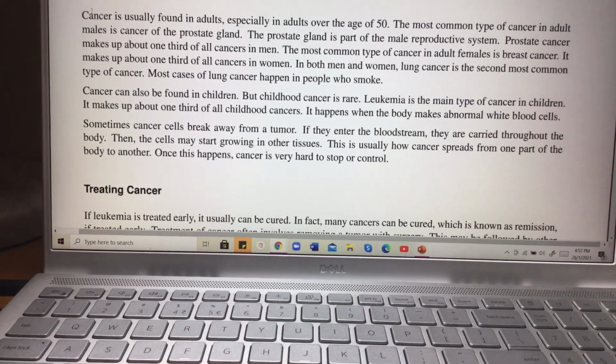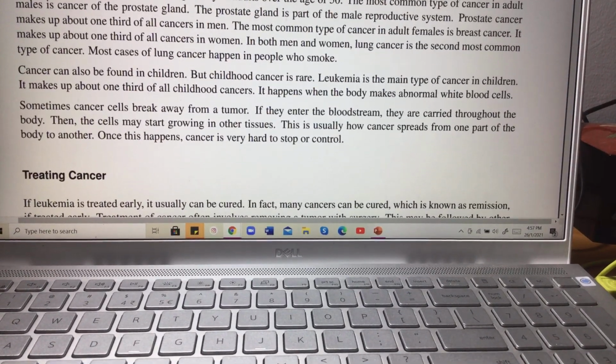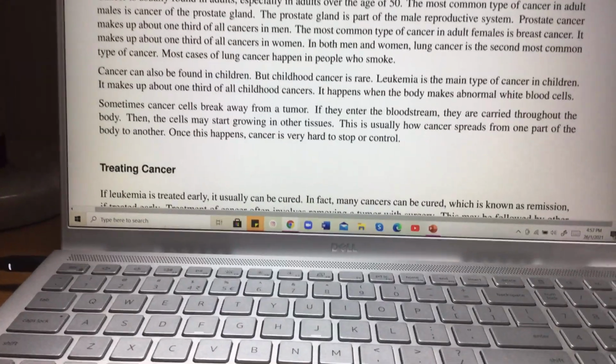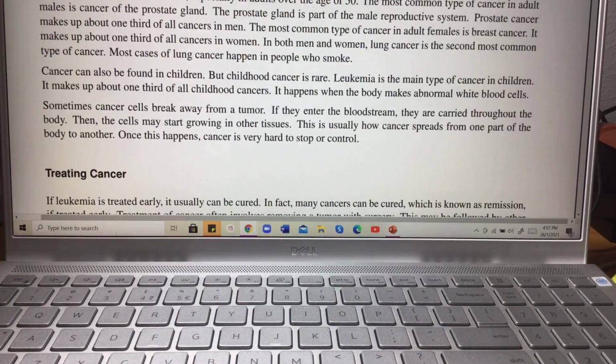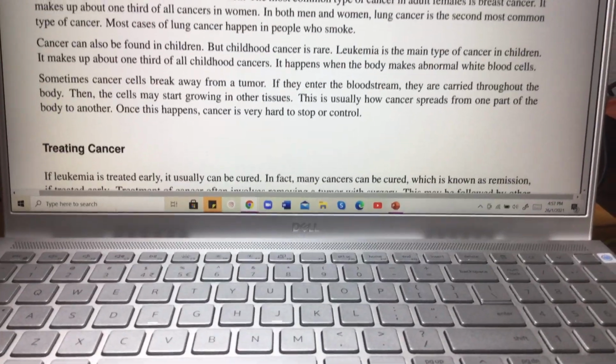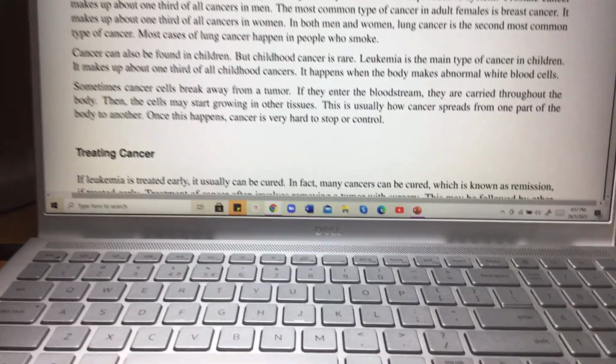Cancer can also be found in children, but childhood cancer is rare. Leukemia is one of the main types of cancer in children. It makes up about 1/3 of all childhood cancers. It happens when the body makes abnormal white blood cells.